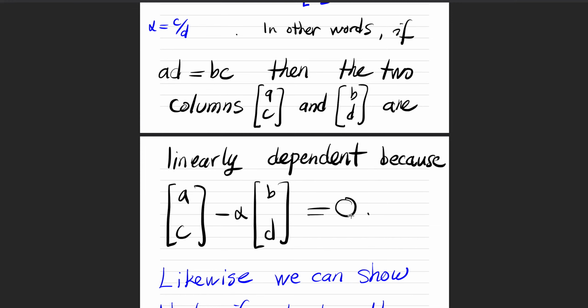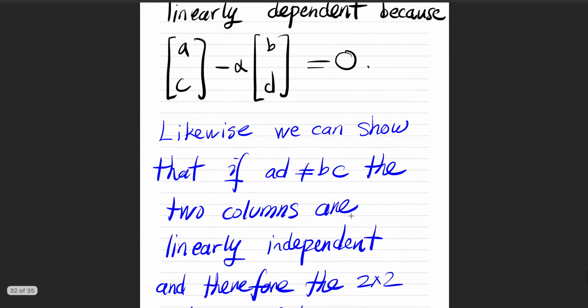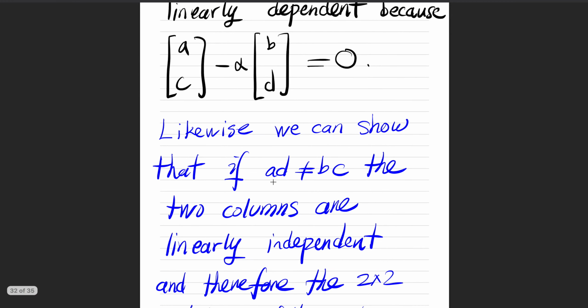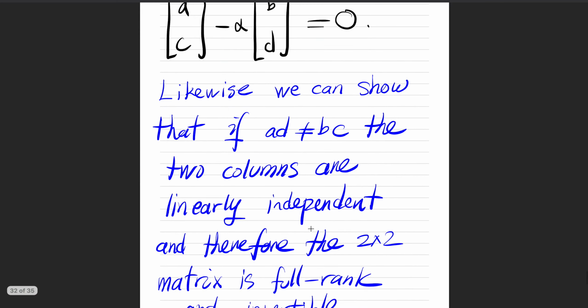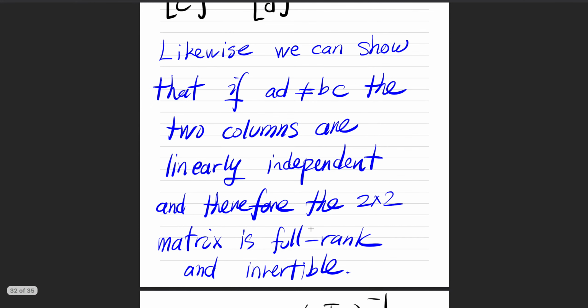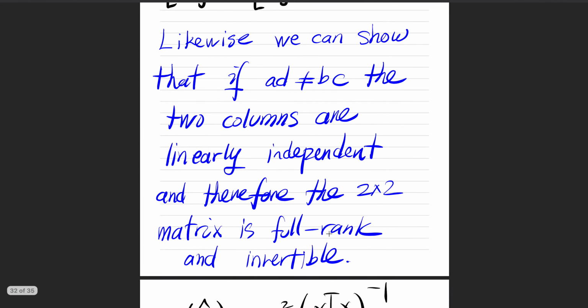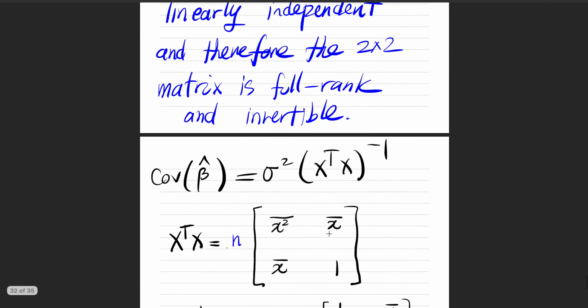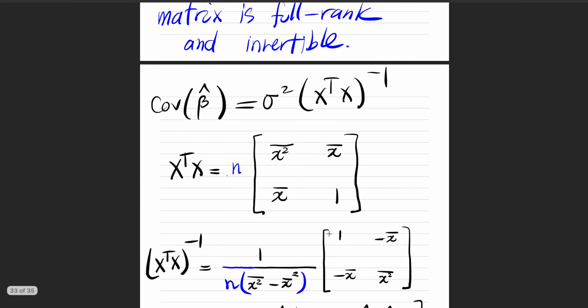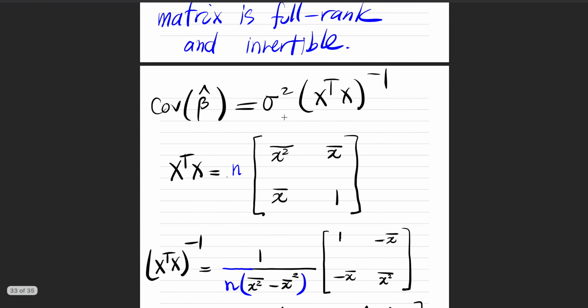Okay, so that's it. Now, likewise, we can show that if AD is not equal to BC, then the two columns are linearly independent. And since this is a 2 by 2 matrix, and it has two linearly independent columns, this matrix is full rank and it's invertible. Now, what is the inverse in this case? The covariance of beta, we said, is sigma square times (X transpose X) inverse, right?